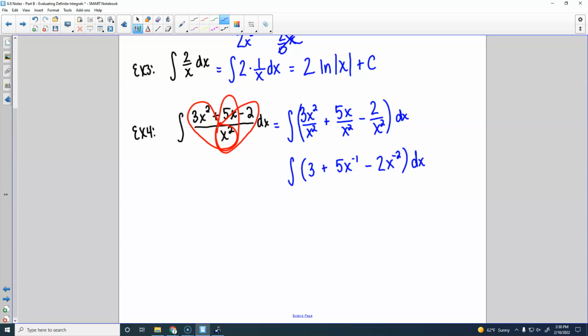Okay, now I was confused. I thought that we got example 4 from example 3. No, this is another example. That's why I was confused.